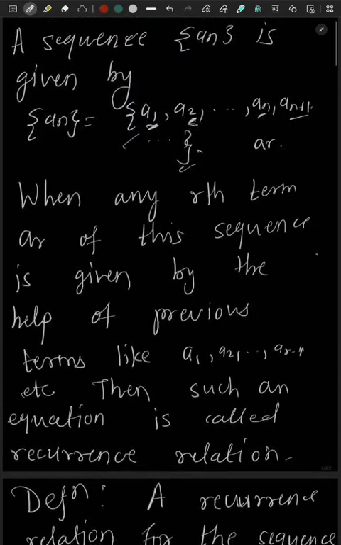Suppose a_r is a term, and it can be obtained by adding 1 to the previous term. a_(r-1) is the previous term, so when we add 1 we will get a_r. Here a_r is obtained by a_(r-1) plus 1. This is an equation. Such kinds of equations are called recurrence equations or recurrence relations.